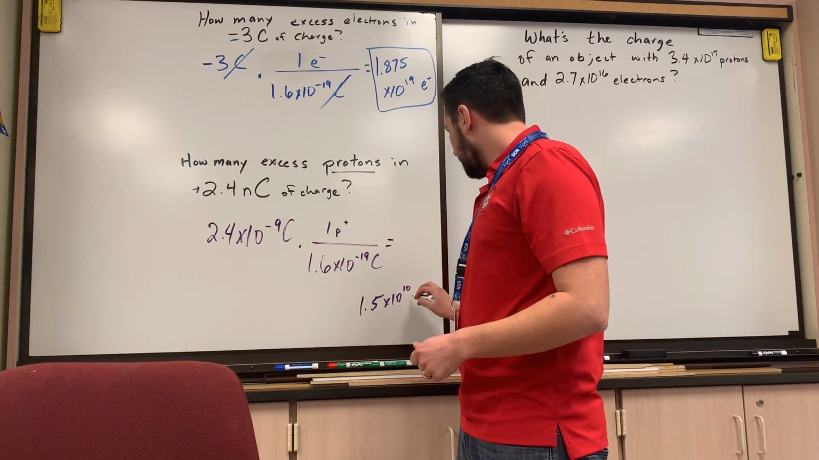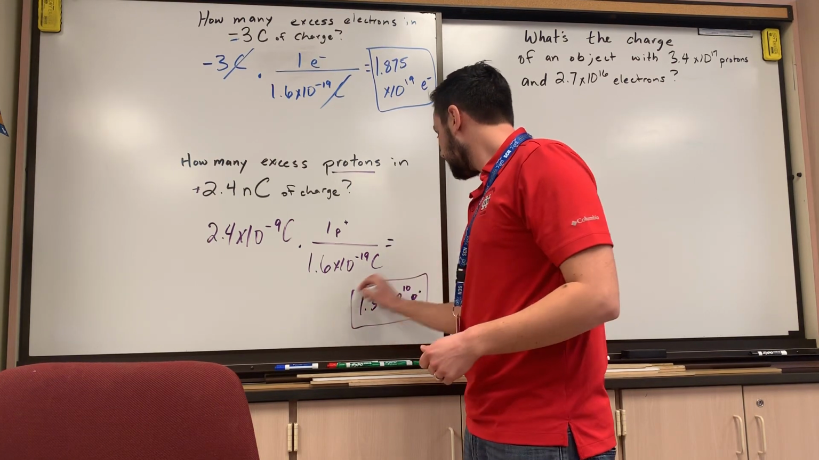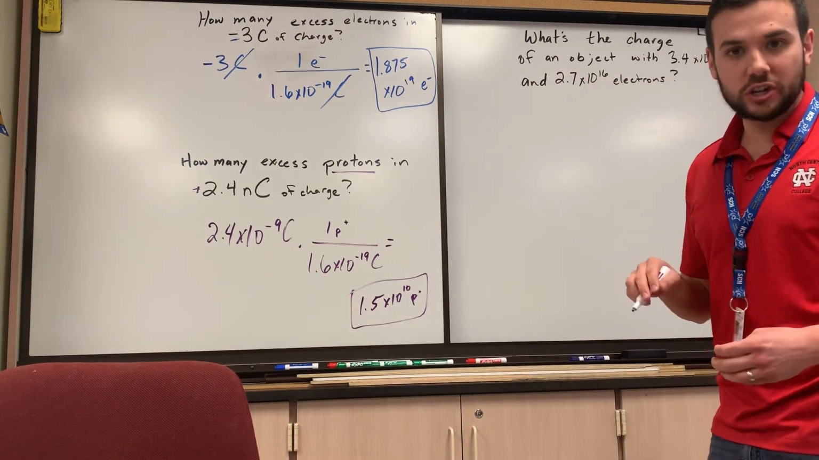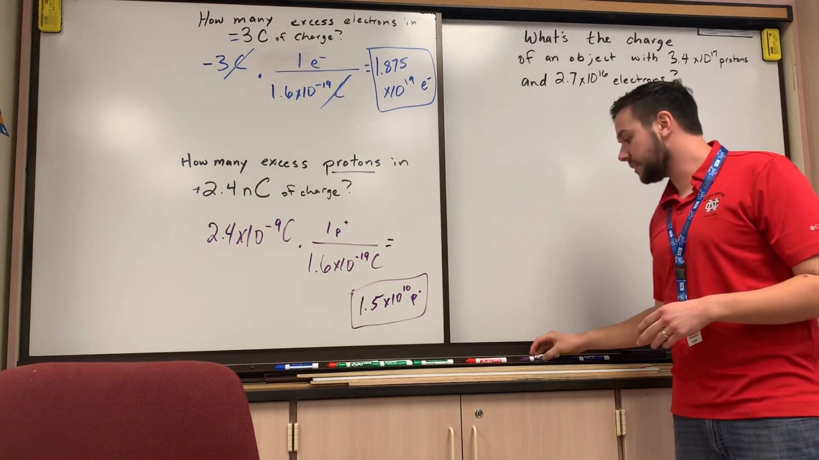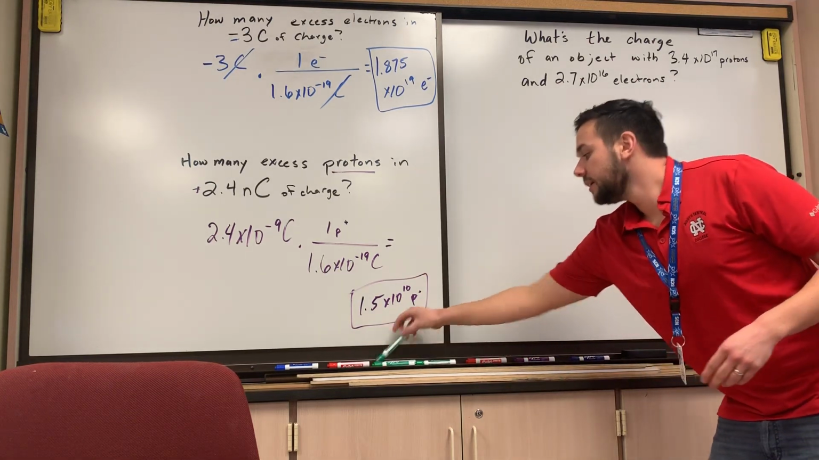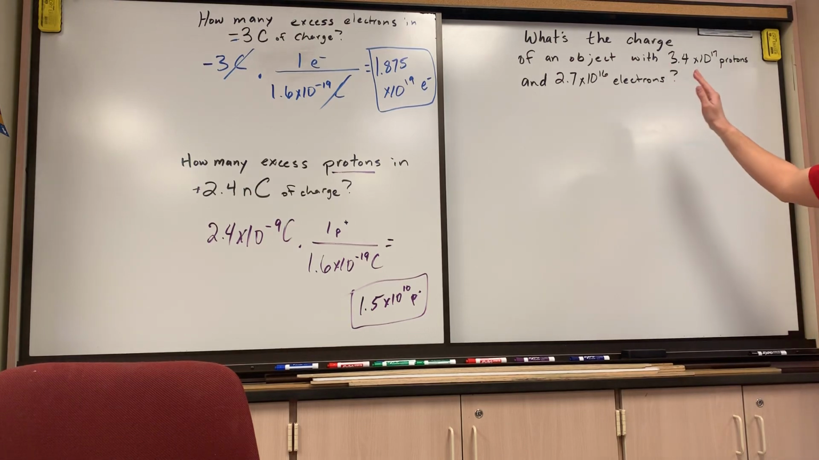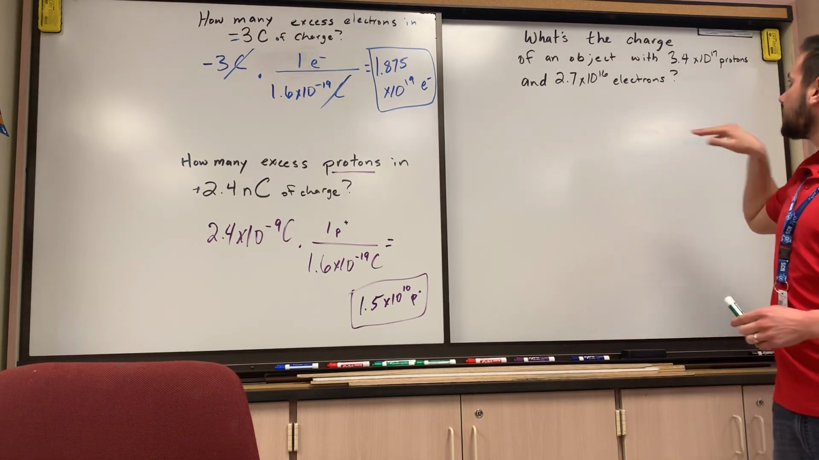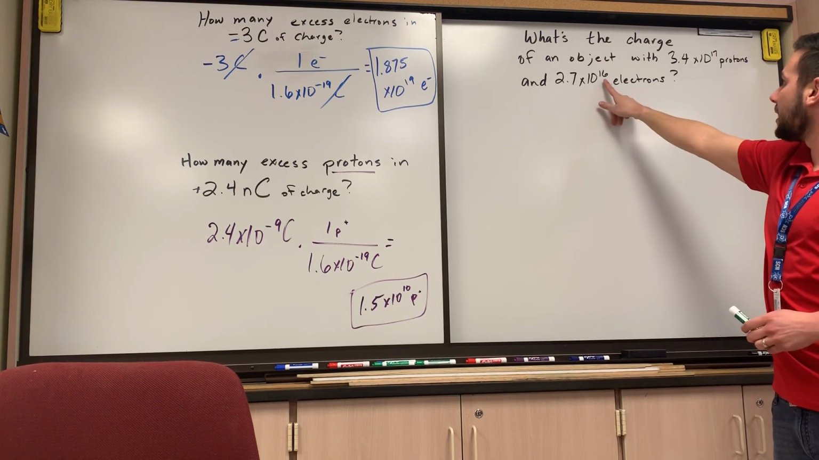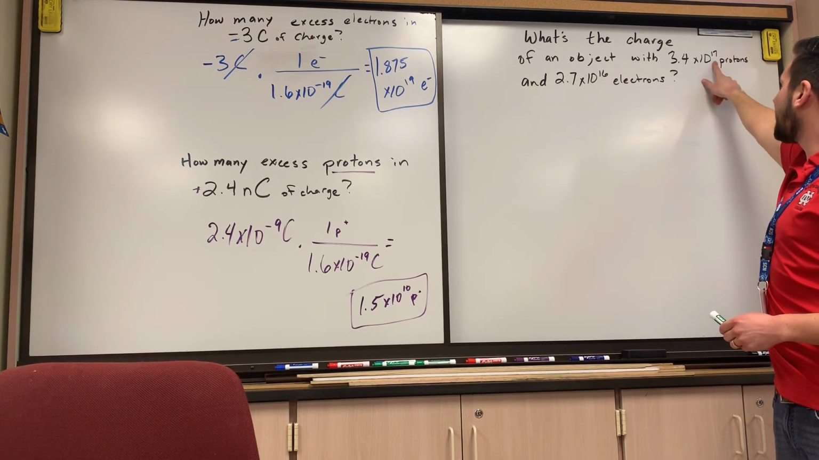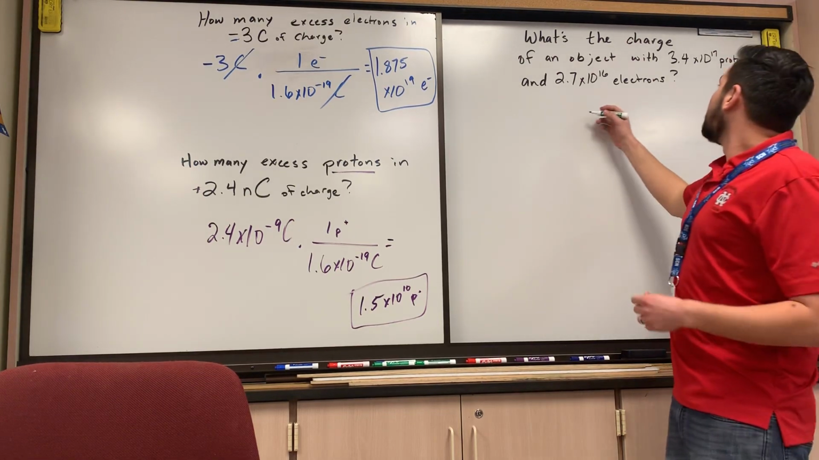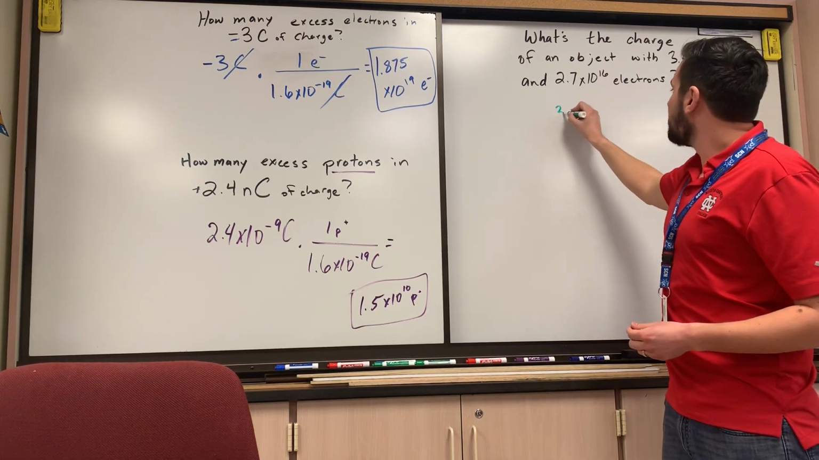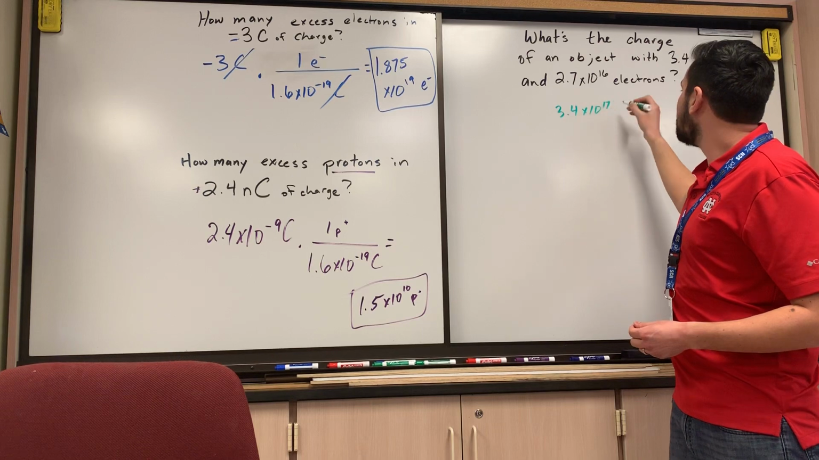And that, again, is a big number, which makes sense because I need a lot of protons to make up that much charge. The last question, what is the charge of an object with 3.4 times 10 to the 17 protons and 2.7 times 10 to the 16 electrons? Now what we have to figure out is, okay, how many extra charges do I have? The charged particles here are protons and electrons. So I'm looking at my exponent here, and I'm realizing that I'm going to have more protons than I have electrons by one magnitude of 10, about. So I'm going to say, okay, I've got 3.4 times 10 to the 17 protons.